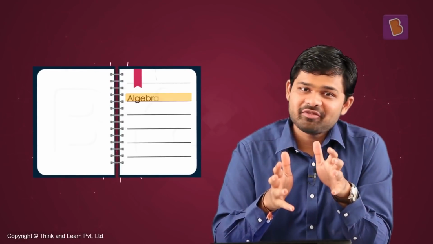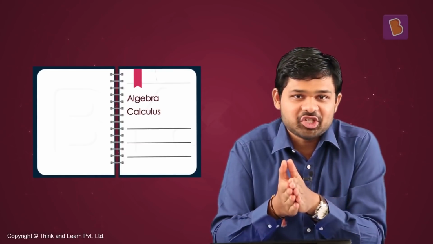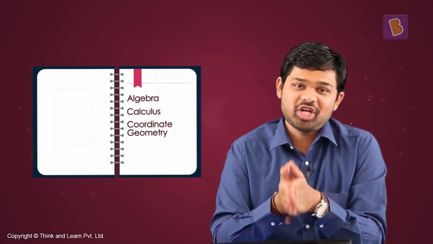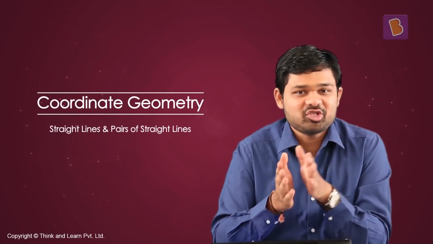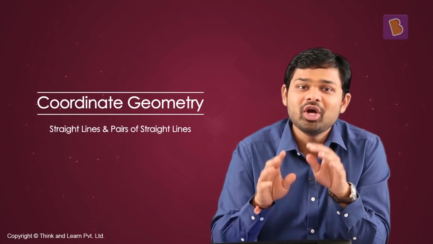We've seen a little bit of algebra, we've seen a little bit of calculus. Now let's move on to yet another big section, which is coordinate geometry. We're going to start our discussion in coordinate geometry by looking at the first chapter, which is straight lines and pairs of straight lines.